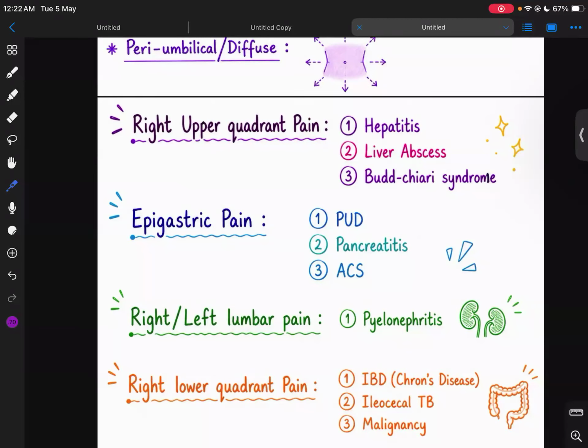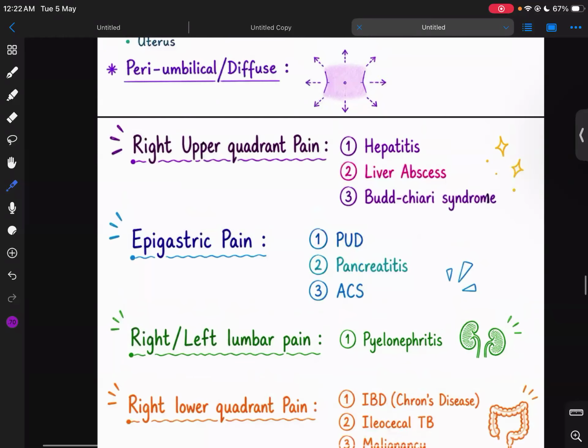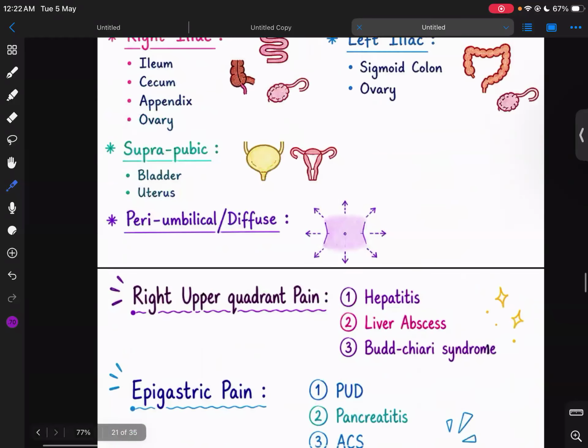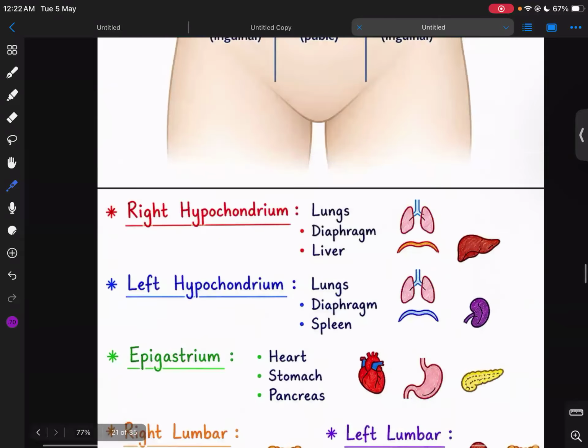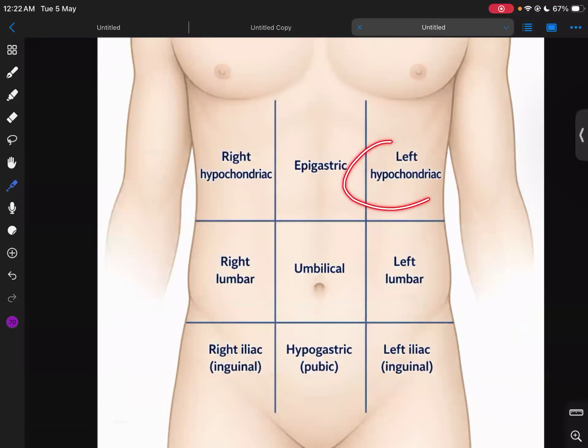Those who have already enrolled for type 1 or type 2, you are surely going to get this case in there. So this is for right hypochondrium. Let's come to the left hypochondrium. What are the organs that stay here? Basically, they are lungs, diaphragm, and spleen.